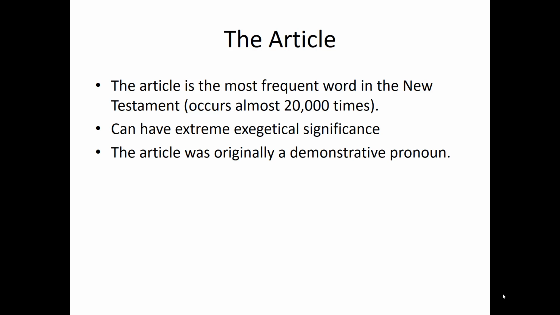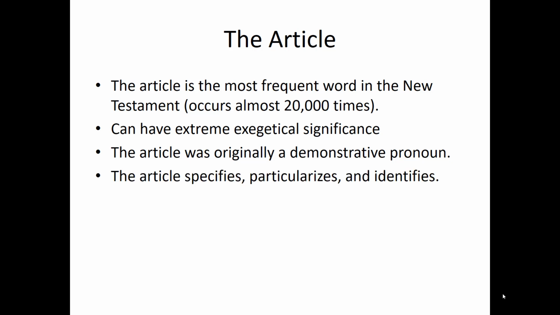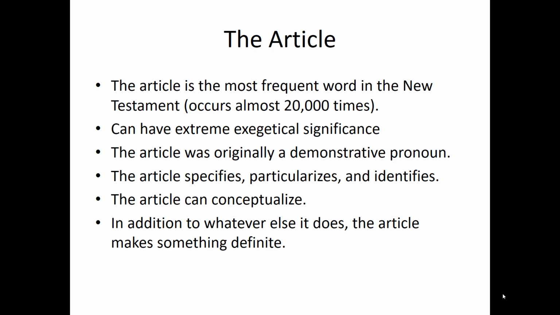Originally in Greek, the article was a demonstrative pronoun. It's a pointing out type of word. It makes sense with its pointing function that it was at one point one of these demonstrative pronouns. Your mother may have told you not to point, but the article apparently didn't get that memo, because the article specifies, it particularizes, or it identifies. The article is a pointing sort of item. The article can conceptualize. So the article can do a lot of different things.